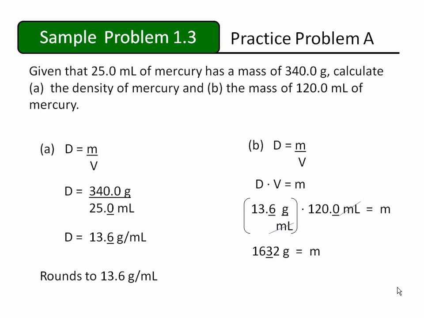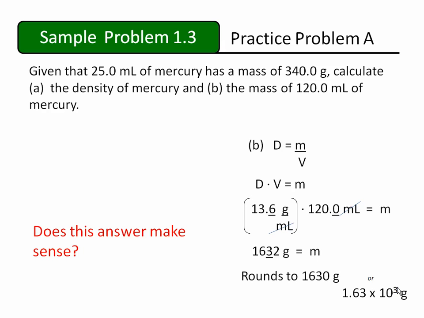Our density was recorded in 3 significant figures, and the volume was recorded in 4 significant figures. Our only mathematical operation here was multiplication, so we should round our final value to 3 significant figures. This means that 1,632 would round to 1,630 grams. You could also write that in scientific notation, and it would be 1.63 times 10 to the third grams.